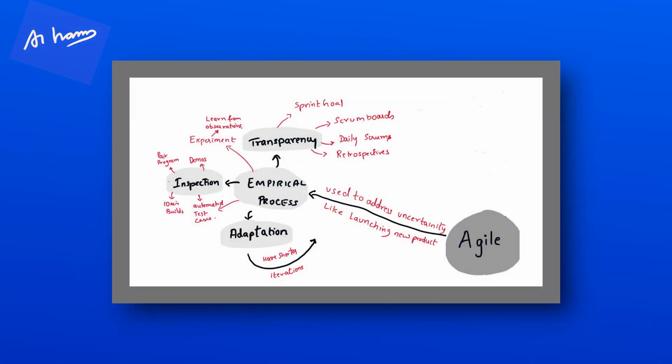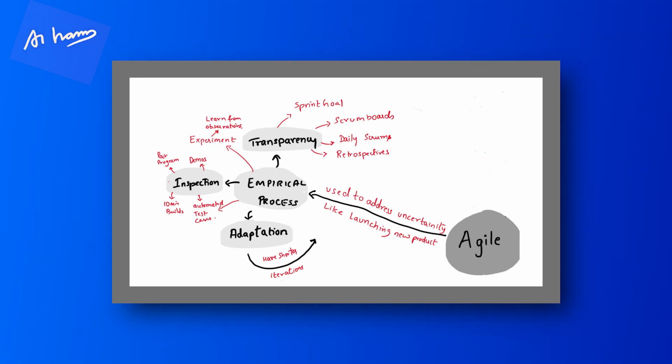Then adaptation. So inspection and transparency don't work well if you don't adapt things. We have to do a course correction. After the retrospectives, we have some action items for the next sprint, and then we take those action items. So this is the way of working in an empirical process, and it's quite iterative. Right? Once we start adapting things, every iteration becomes better.